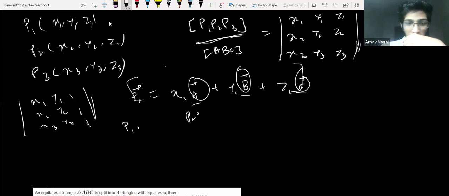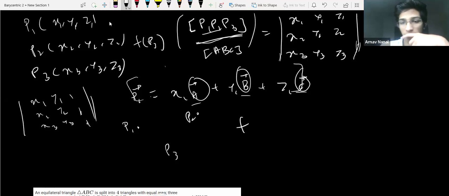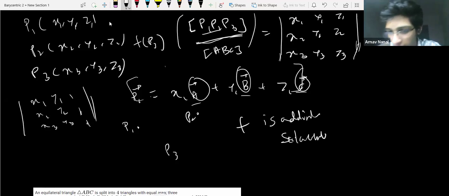Yeah, so you fix P1 and P2, you vary P3, and if you define it as a function of P3, then you show that f is additive, scalable, and so on. Bad handwriting. And then you just show it for A, B, C. That is very nice. I did not know this before.